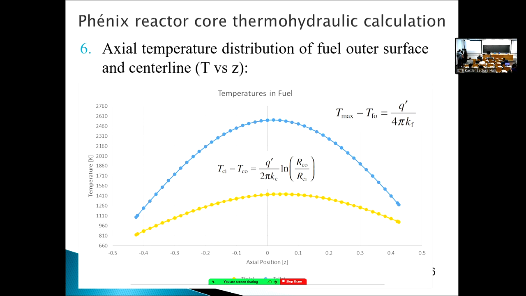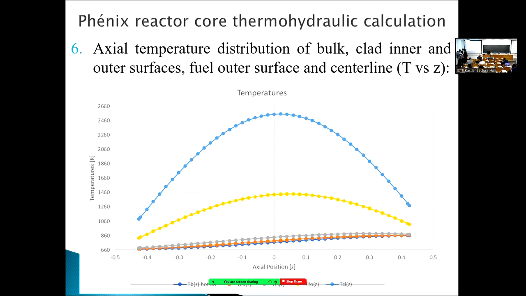And for the maximum temperature inside the center line of the fuel, we use this formula, which were all taken from the Todreas textbook. And it's interesting to notice that the fuel maximum temperature is only dependent on the Q prime and not on the radius. So this is all the temperature fields that we found.